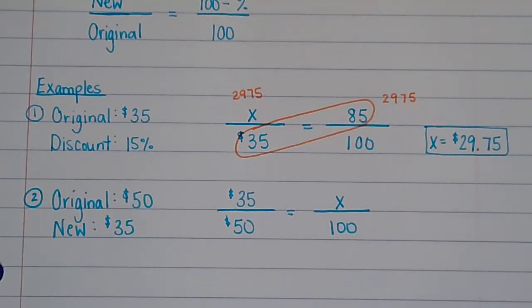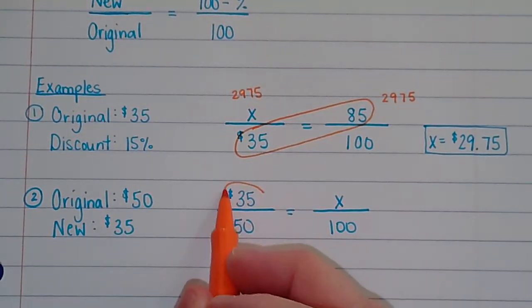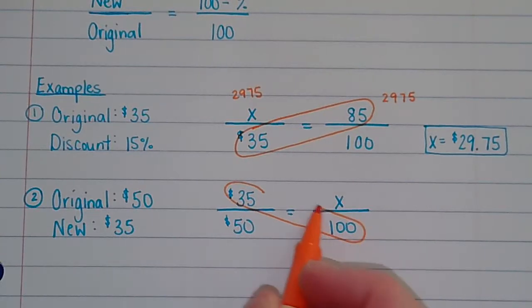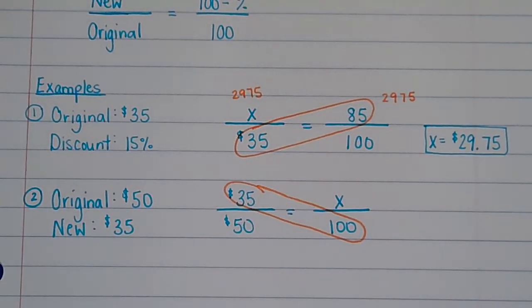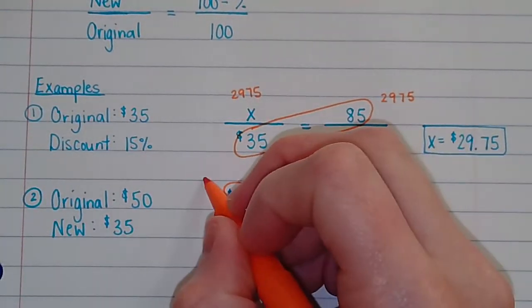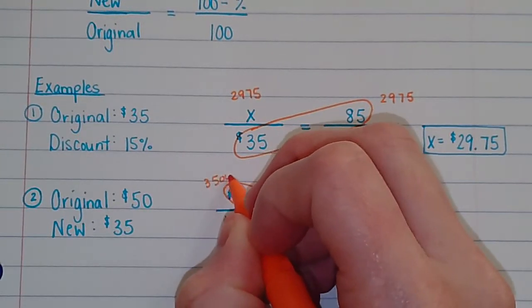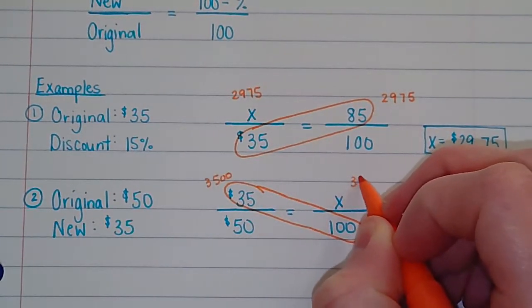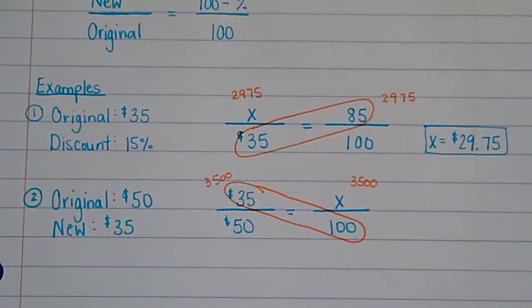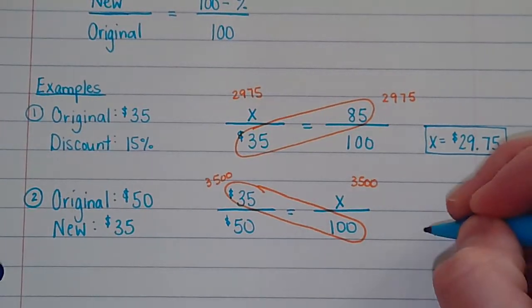All right, so let's see what we get. Let's cross multiply. If I do 35 times 100, I'm going to get 3,500. Same thing on this side. So then when I do 3,500 divided by 50, I'm going to get 70.